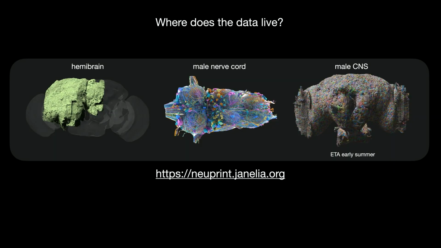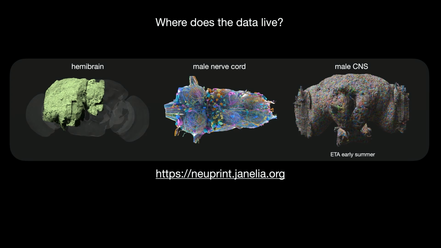Okay, and I'm going to finish with probably the most important slides, which is, if you're interested, where do you get the data? Where you get the data from depends a bit on the data set. All the Janelia data sets, which currently include the hemibrain, the male nerve cord, and the male CNS when it comes out in a few weeks, you can get from NeuPrint. If you just go to neuprint.janelia.org, you can log in with a Google account. You can interactively browse those data, and there are Python and R tools to download it programmatically if that's what you want.